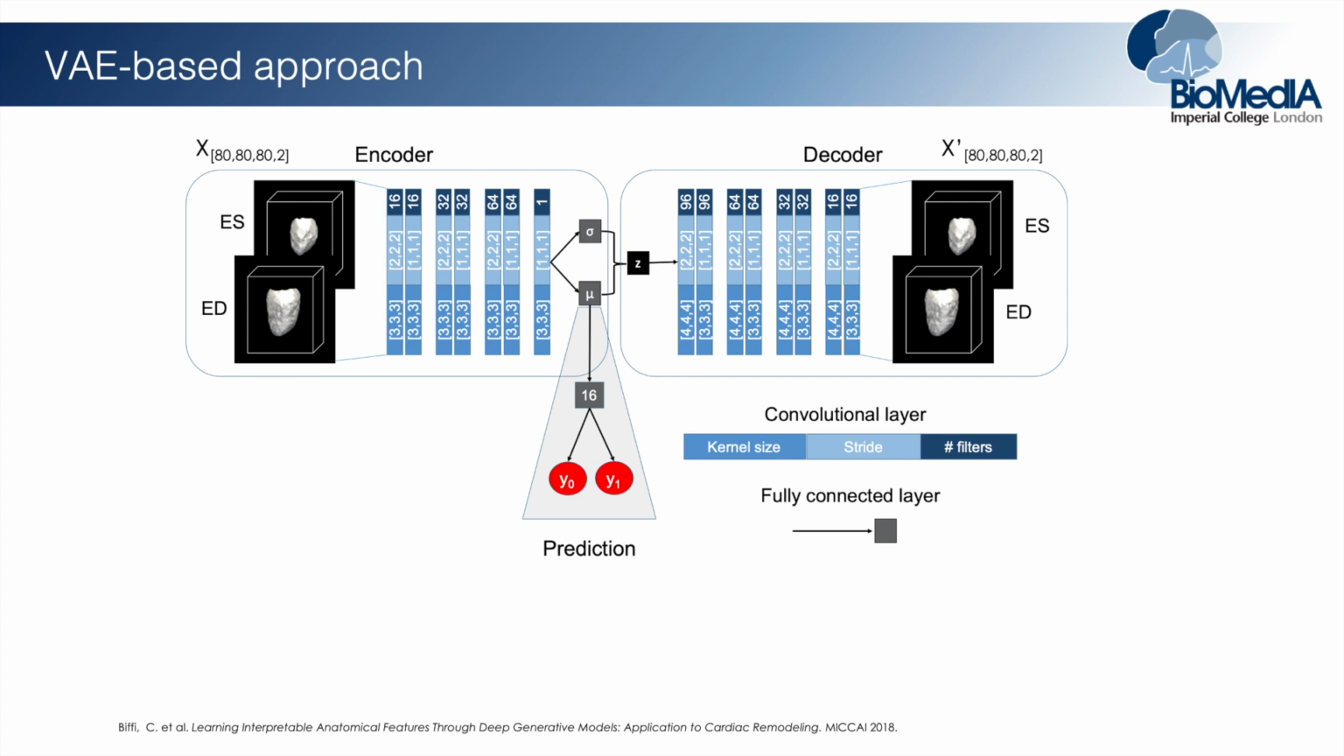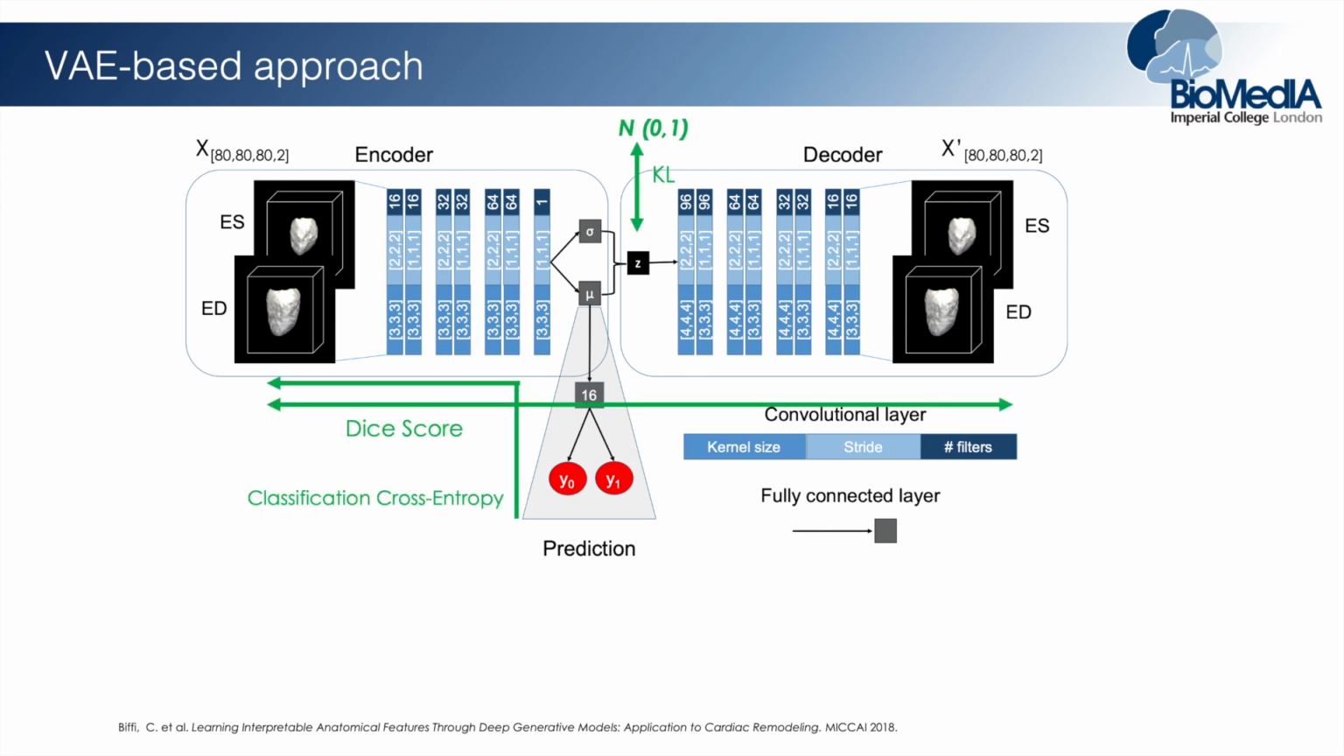And we train this network using the two loss function terms that we usually put in a VAE, that are the Dice score between the input and its reconstruction, and the KL divergence between the latent space distribution and the prior distribution, which is in this case a normal distribution with mean 0, standard deviation 1. And then we add another loss term, which is the classification cross entropy for the classification task under study, and we train this network all together.